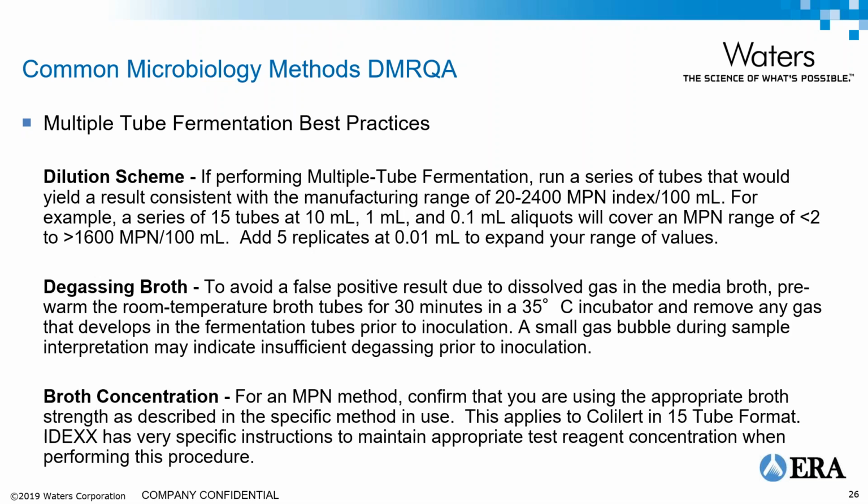Broth concentrations for MPN. You want to make sure that you're using the appropriate strength, single strength or double strength. It depends on the amount of sample you're going to inoculate into the tube. Make sure that you don't dilute the strength of the broth. This can deviate and cause you low results.